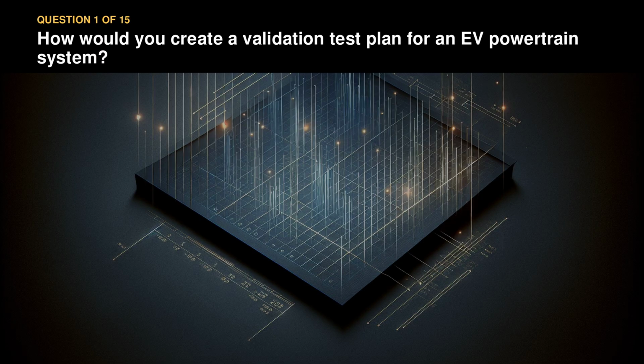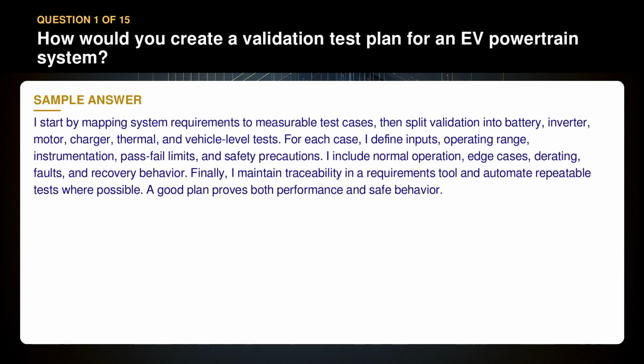Question 1. How would you create a validation test plan for an EV powertrain system? I start by mapping system requirements to measurable test cases, then split validation into battery, inverter, motor, charger, thermal, and vehicle-level tests. For each case, I define inputs, operating range, instrumentation, pass-fail limits, and safety precautions.